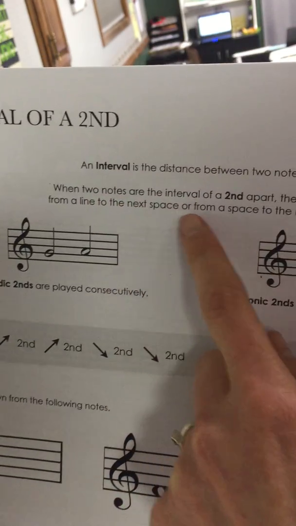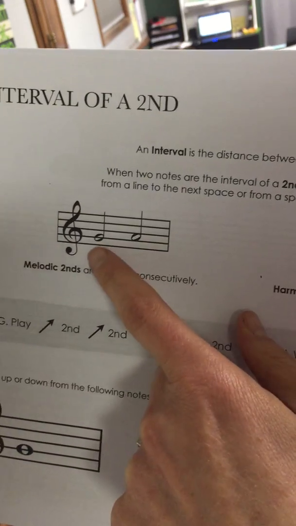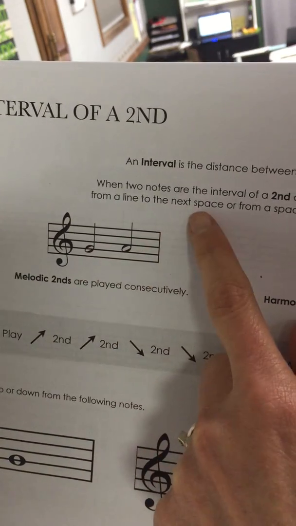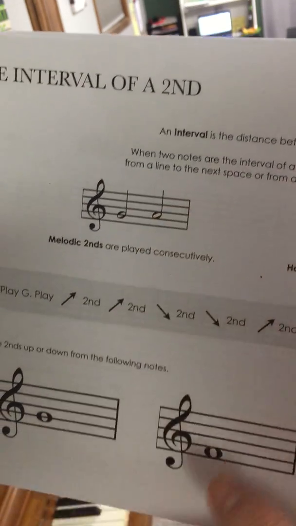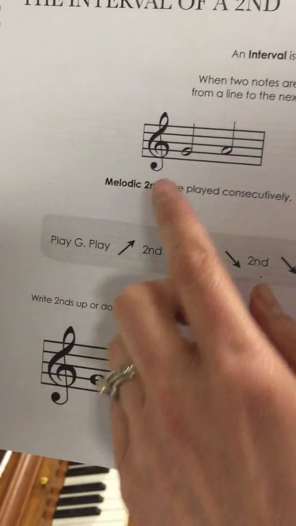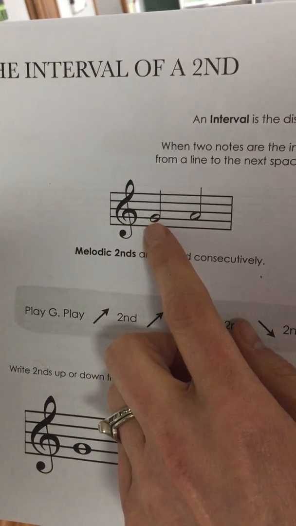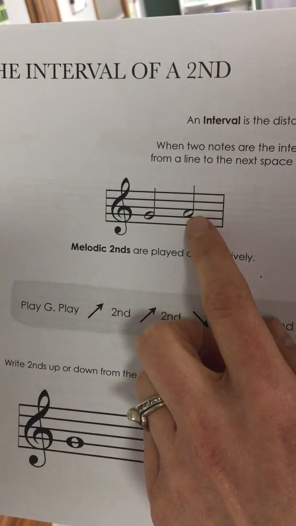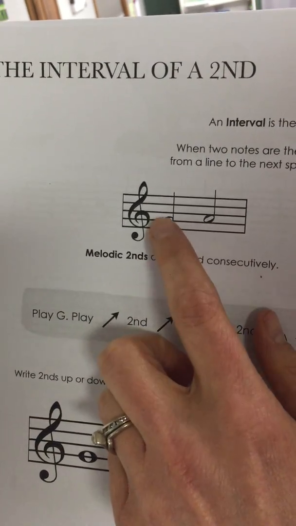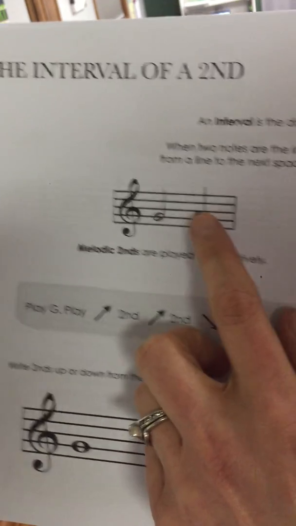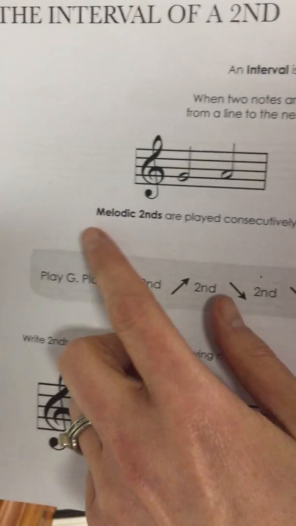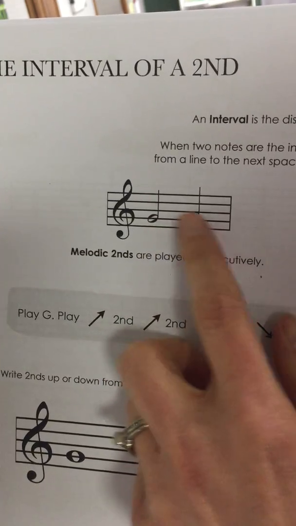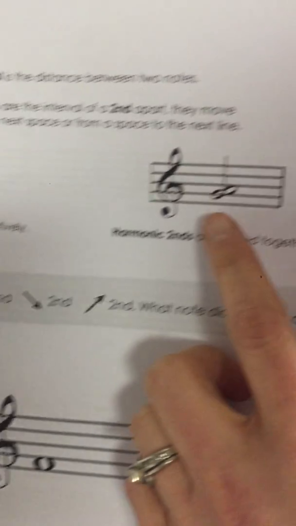When two notes are the interval of a second apart, they move from line to line, from a line to the next space, or from a space to a line. So here you see a second where you have the line note played first, and above it a space note played next. So we would count 1, 2, that's a second. We call those melodic seconds because they're played one after the other, like singing a melody.